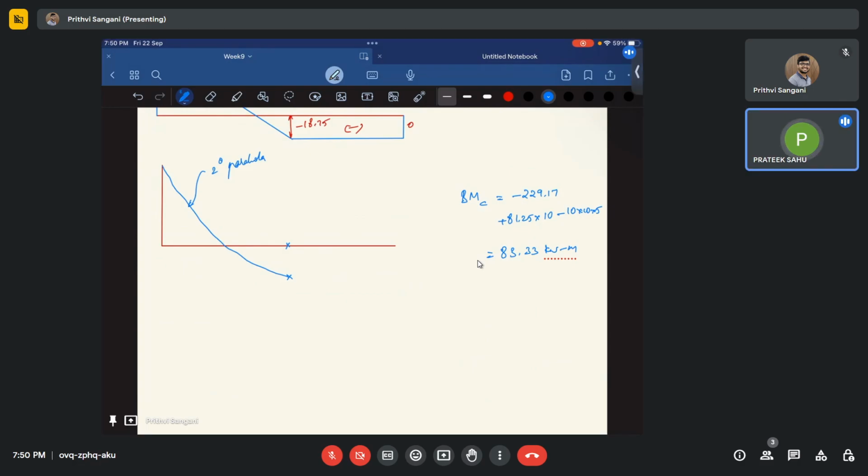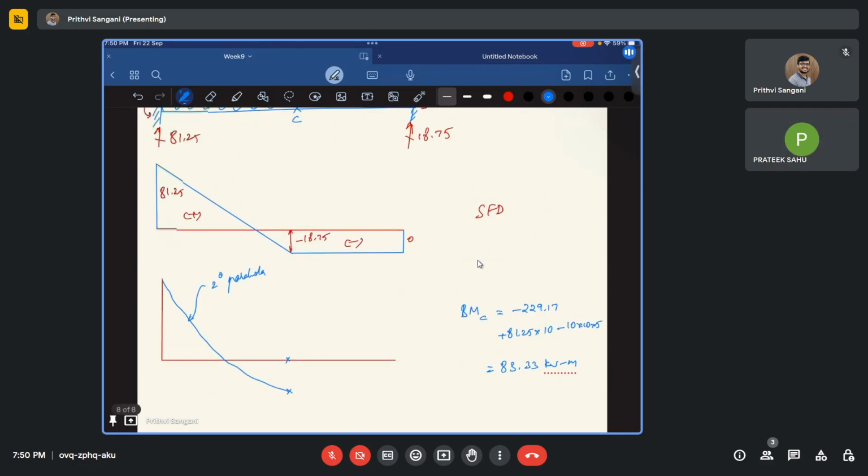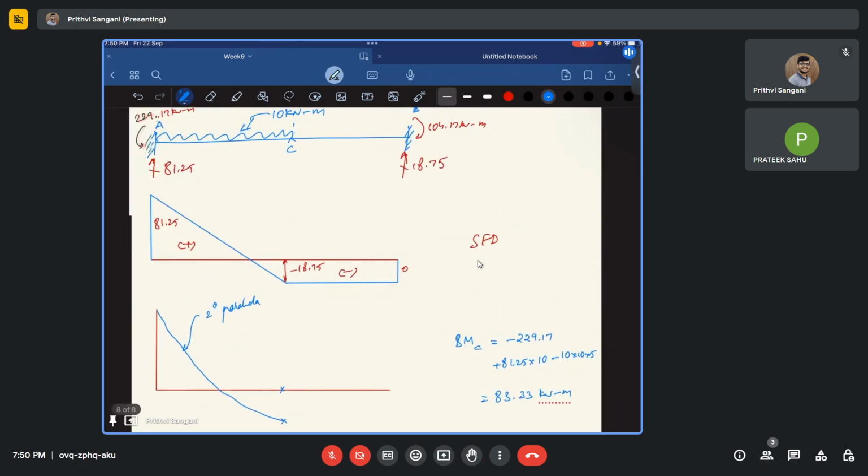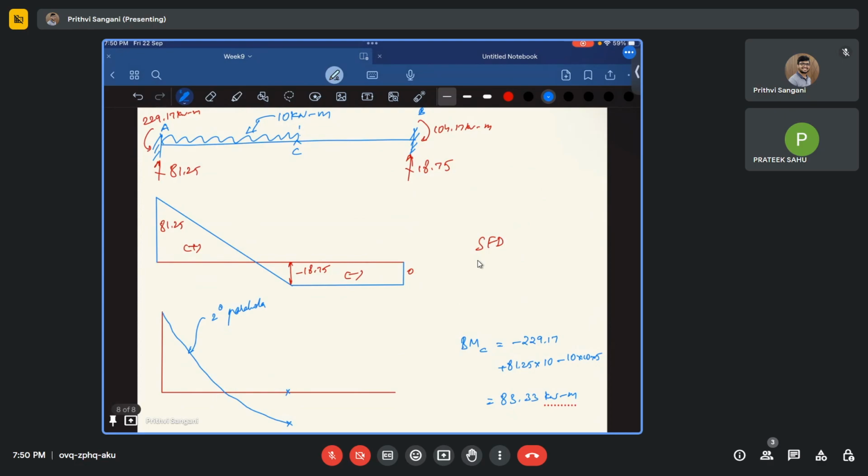So what is going to happen at B? At B it is again negative, right? Yes, sir. So at B it is again negative. That means it is going to go upwards again. So how can you write that? So minus 229.17.